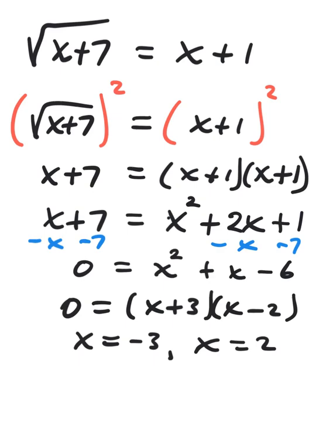In the original problem, negative 3 plus 7. I'm going to use a question mark because I don't know if this is going to be equal or not. Is that equal to negative 3 plus 1? Negative 3 plus 7 is 4. Square root of 4 is 2, which does not equal negative 2. So that answer is out.